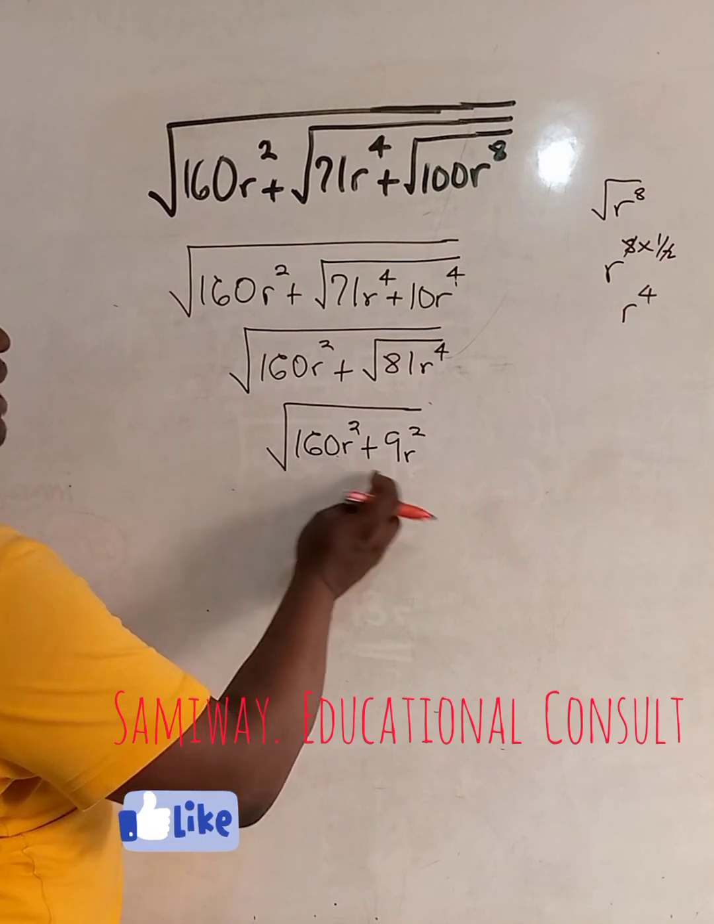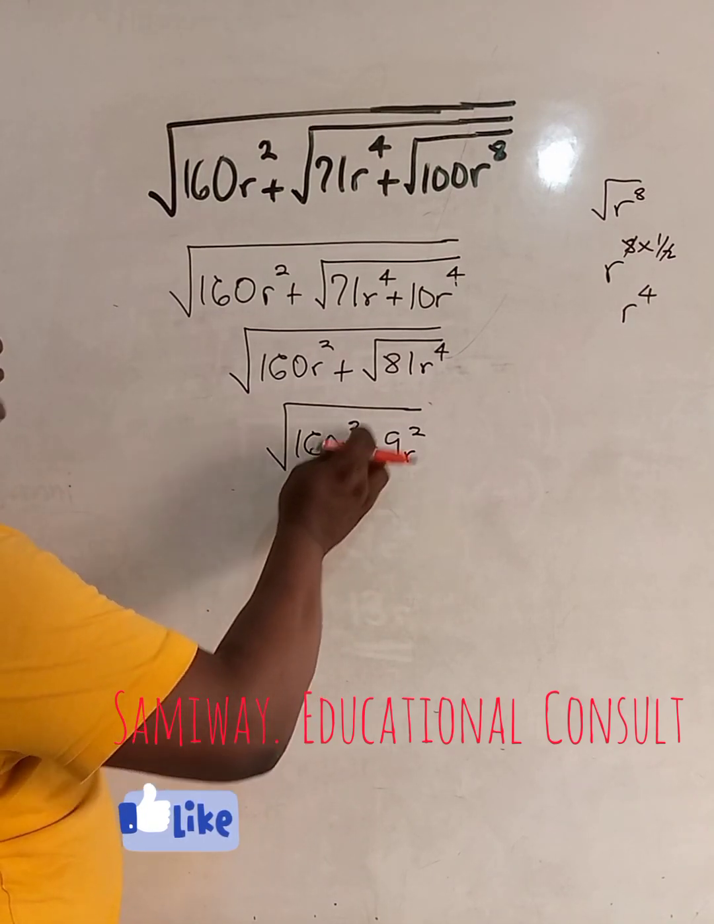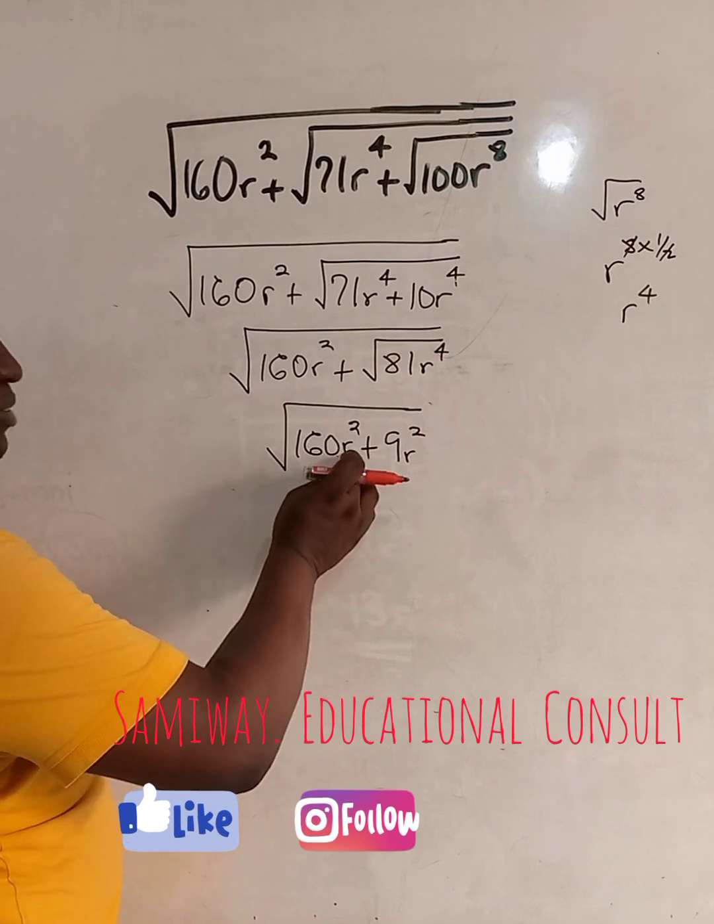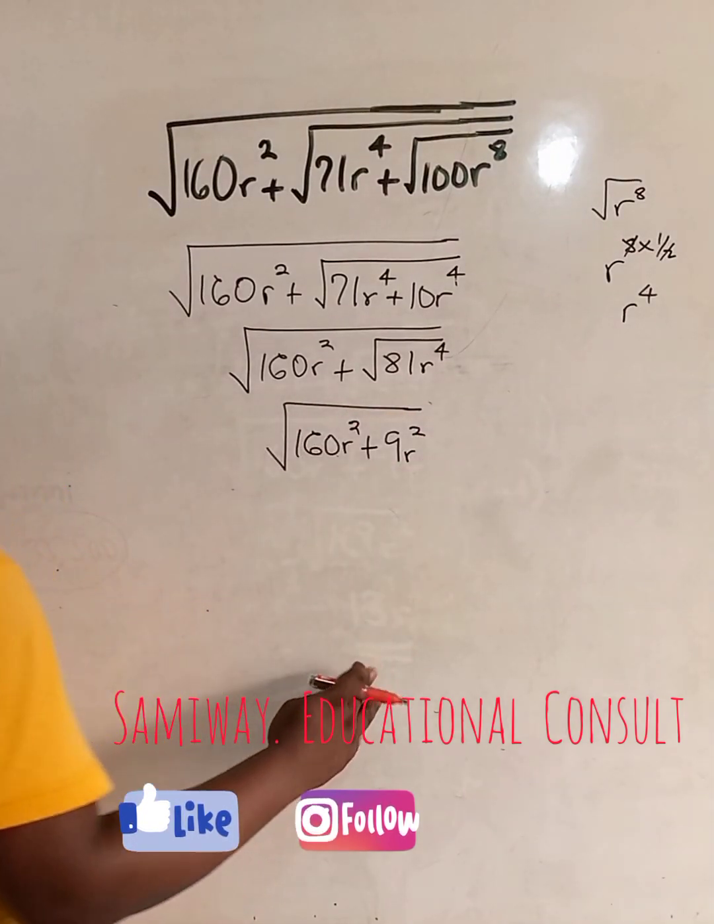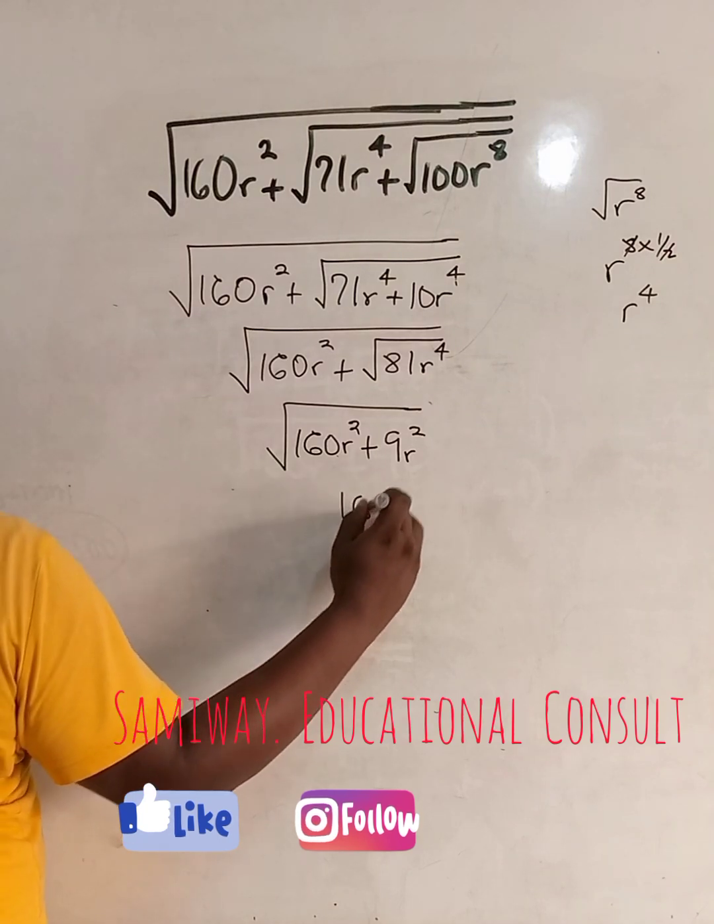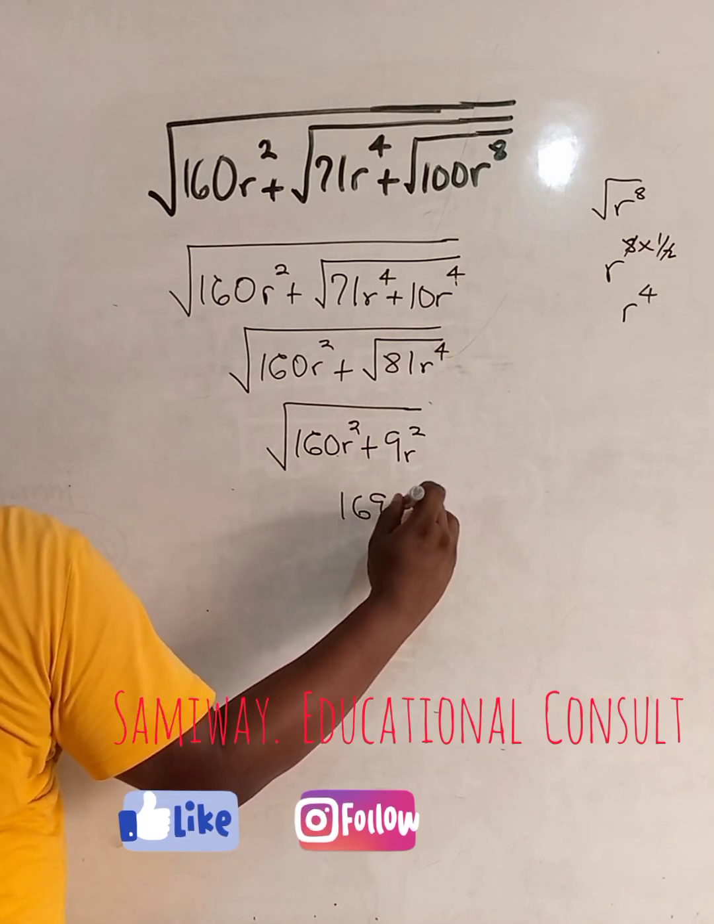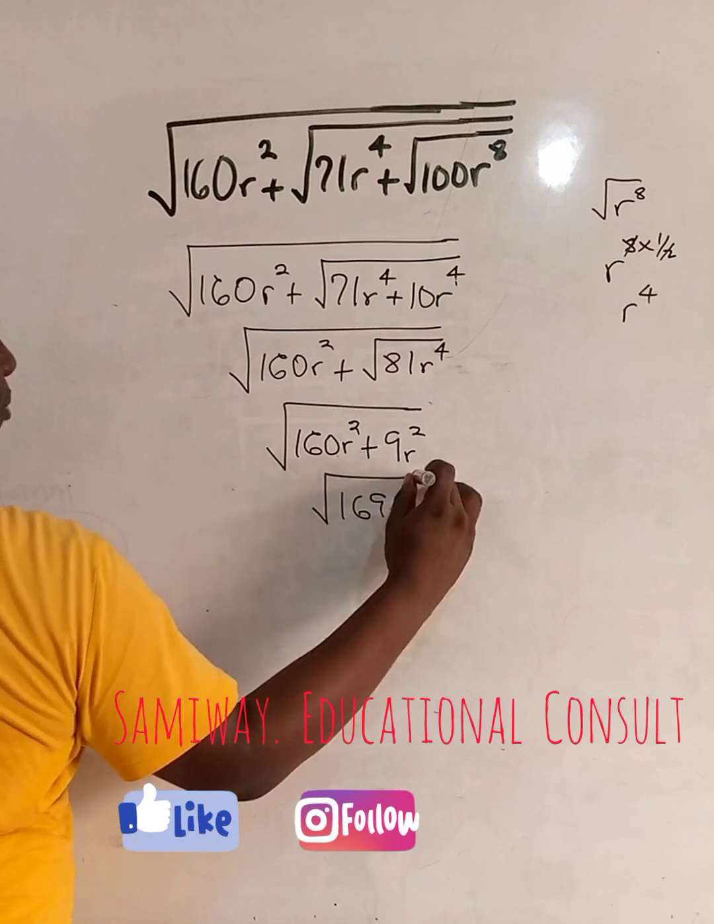So this will now be what? We can also add the coefficients of r power 2. Why? Because the variable we have here, they are the same variable and they have the same power. So this will now be what? 169r raised to power 2. We put our roots there.